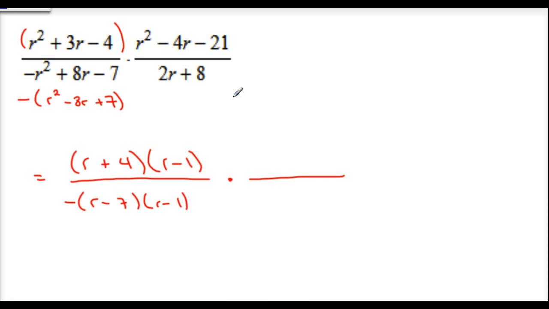What's this one? Yes? r minus 7 and r plus 3. r minus 7, r plus 3. That sounds good. All right, negative 7 and positive 3 is negative 4. Negative 7 times 3 is negative 21. And my last one here, just a binomial, 2r plus 8. What can I factor out of this? Everybody? 2, leaving me with r plus 4.